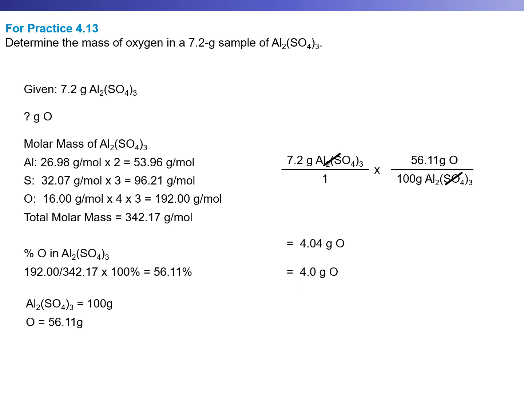Now, I said that there's another way to solve this problem, and it has to do with just taking this percentage right here. We could take that percentage and multiply that by the value that we're given. So we could take the 7.2 grams and multiply it by 0.5611, which is the same thing as 56.11%. And that would give us 4.04 grams.